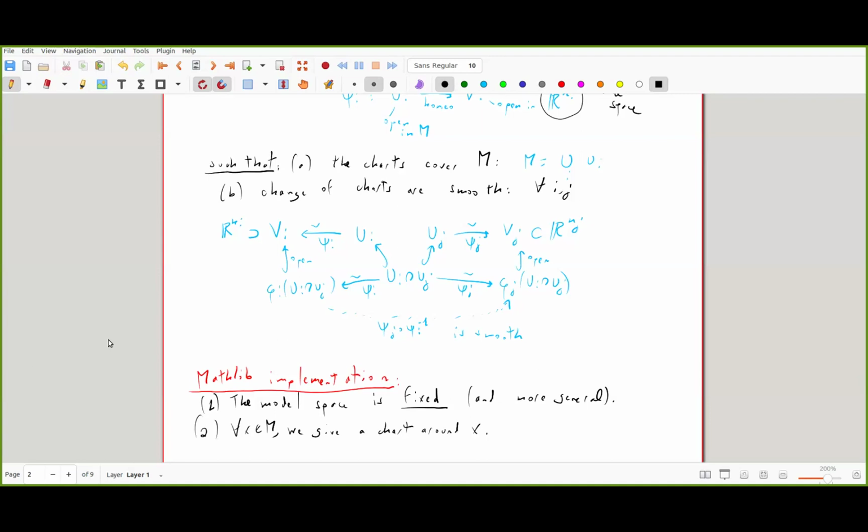And the second technical point is that when you define a manifold in Lean, you have to give, for every point, a chart that is defined around that point. So that's just the definition in Lean.